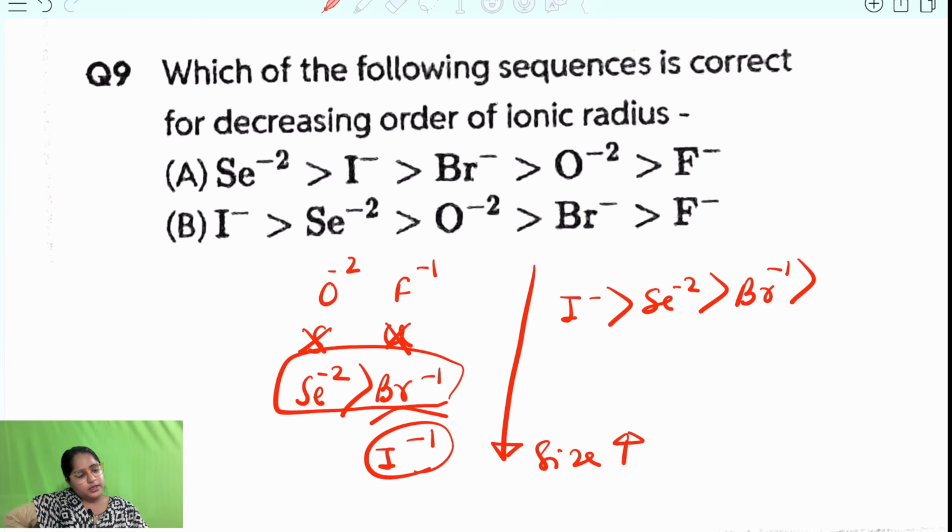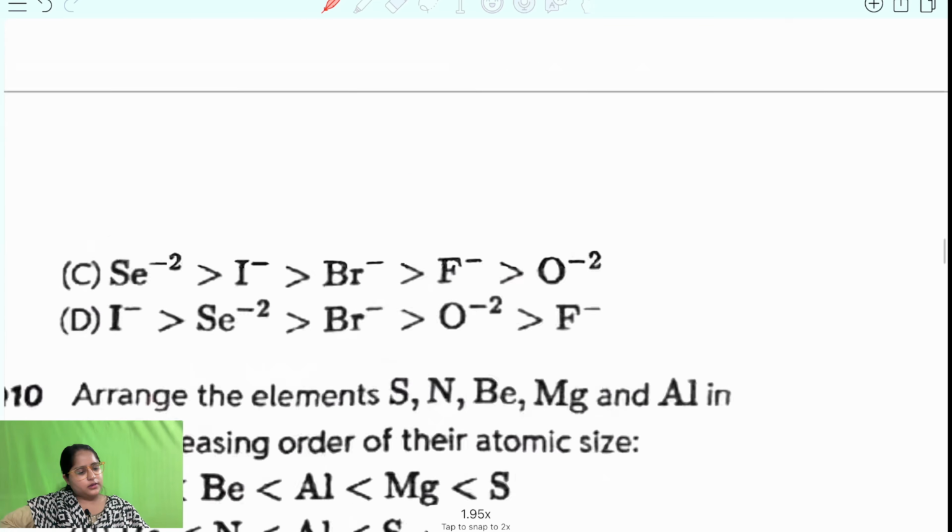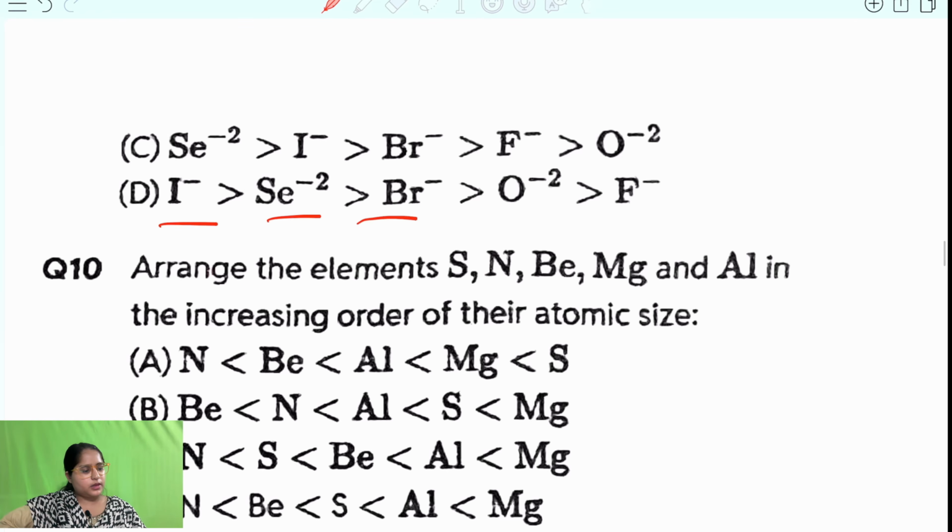After that, who will come? Then again these are in the same period, so O minus 2 will be more than F minus. The other options are wrong. I, Se, Br, O, yes. So D option is the right option.